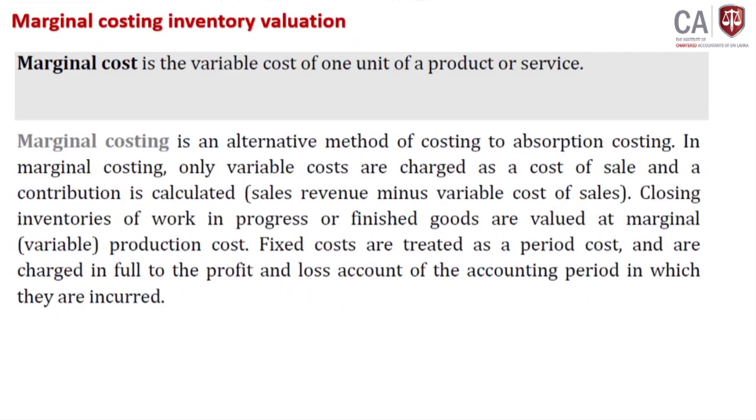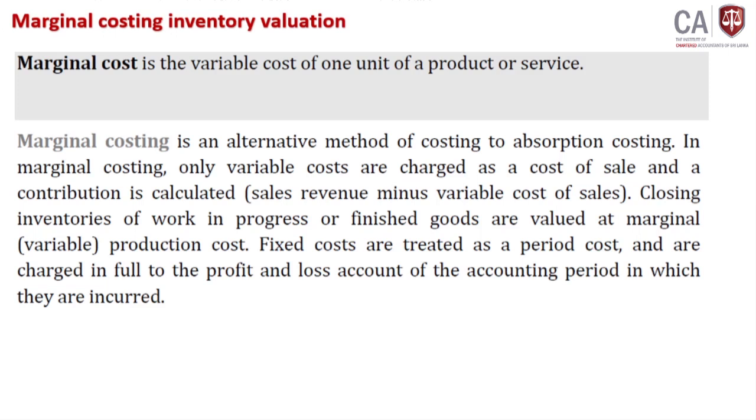Now, when it comes to marginal costing, how do you value inventory? Marginal cost is the variable cost of one unit of a product or service. Marginal cost means variable cost per unit. Marginal costing is an alternative method of costing to what? Absorption costing. In marginal costing, only variable costs are charged as cost of sales.